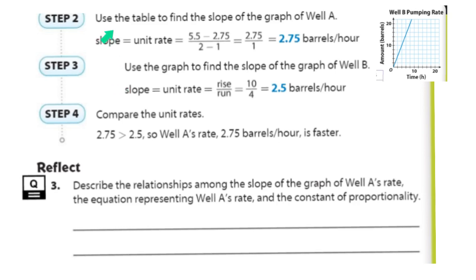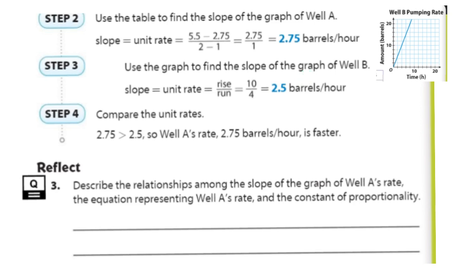All right, so step 2, we just talked about that, finding the well A. So you're using those change in Y, change in X, 275. We talked about how you can do that with just the equation. Step 3, use the graph to find the slope of the graph of well B. This should be use the graph to find the unit rate, not graph.